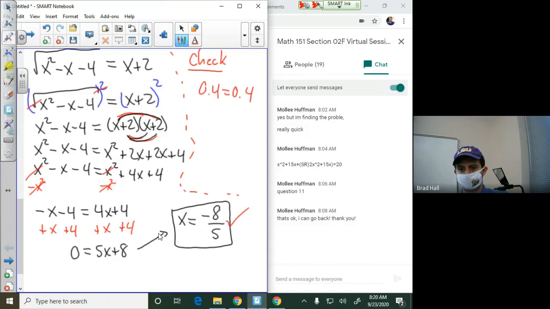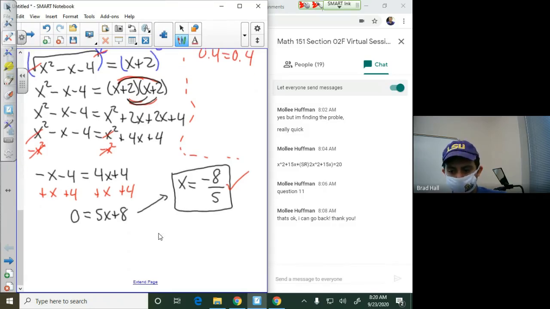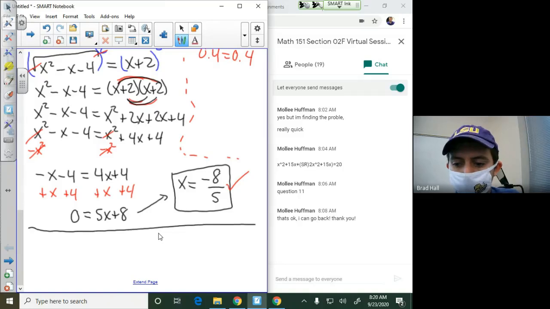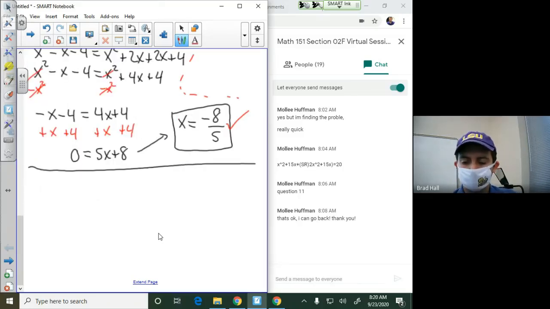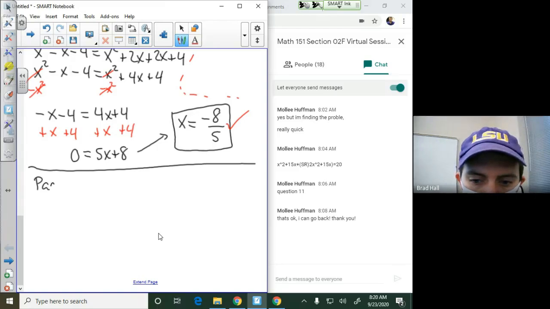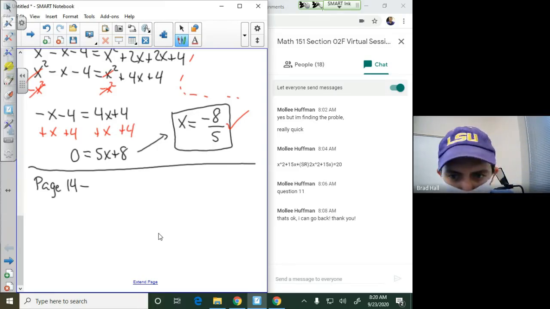So in addition to those 3 problems, I also assigned 3 problems from page 14. I guess I'll just go through those unless someone stops me. So page 14, I assigned number 2.